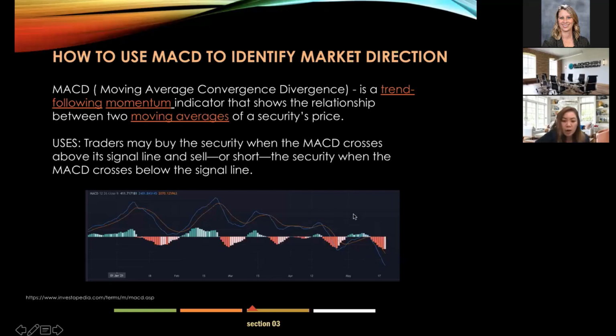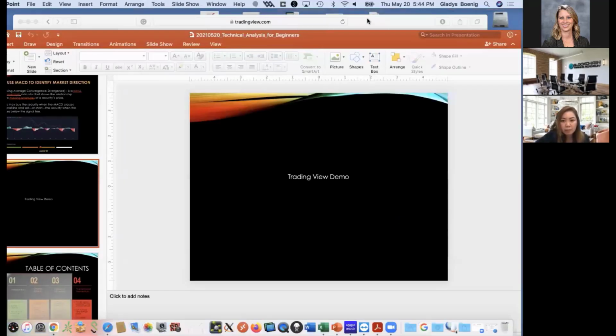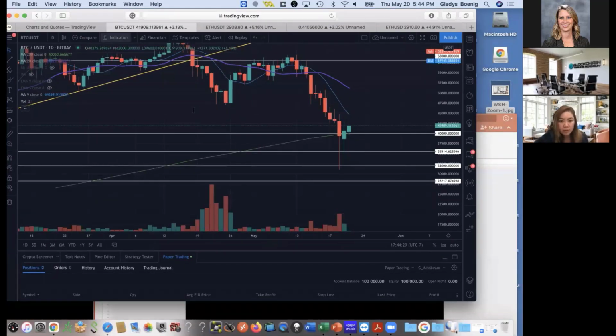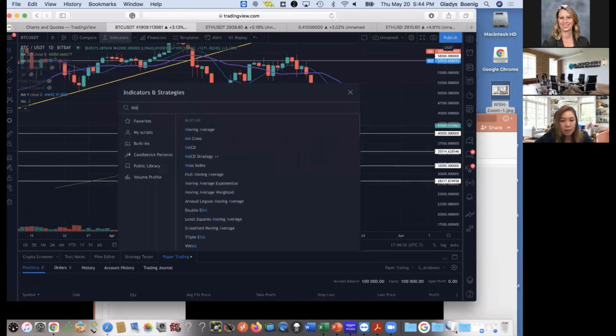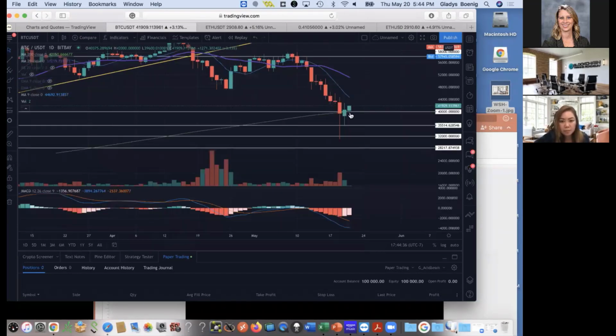Okay, so I'm going to show you this in TradingView using Bitcoin. Now we have volume. For the indicator, you use MACD, and there it is.